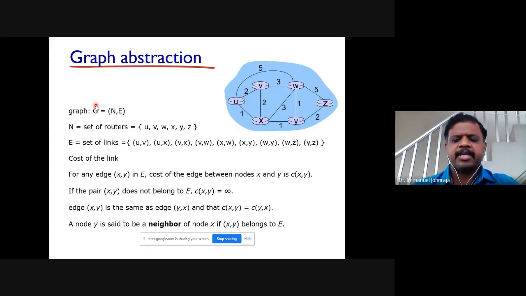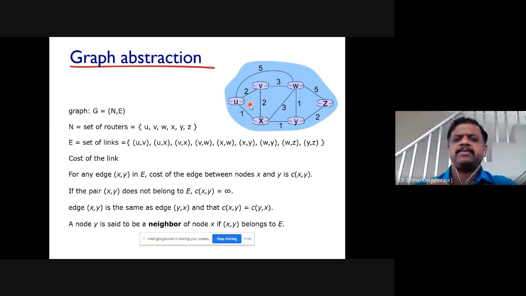G is the symbol representing the graph, which contains a set of nodes and edges. Here the nodes are the set of routers, and in this topology they are U, V, W, X, Y, Z. And E is the set of links. This set of links will include all the edges.